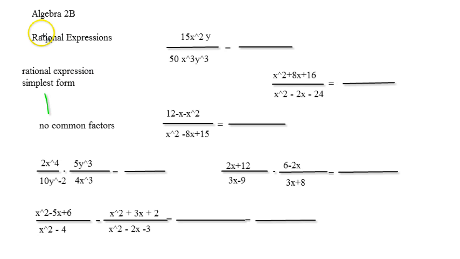Alright, today we'll be talking about rational expressions and what exactly they are. Rational expressions are just when you take one polynomial and divide it by another polynomial, or a monomial divided by a non-monomial. It's totally up to you. But in essence, what you need to be able to do by the end of this lesson is find the simplest form, which is no common factors at all.